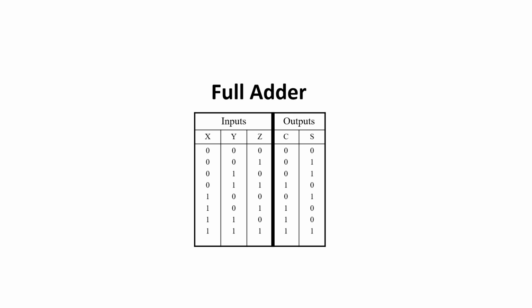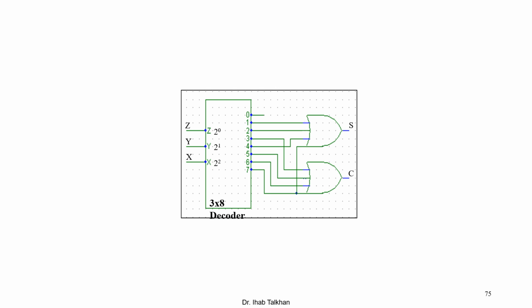So remember this table here. You have X, Y, Z as inputs. You have C and S as outputs, and in the next slide we are going to use a decoder with OR gates to build the full adder.